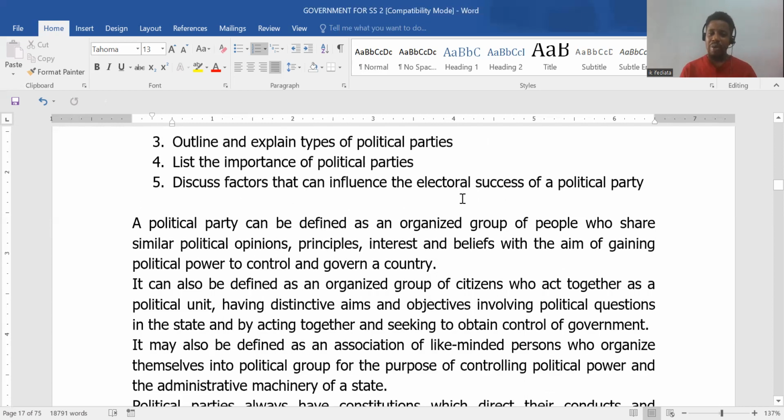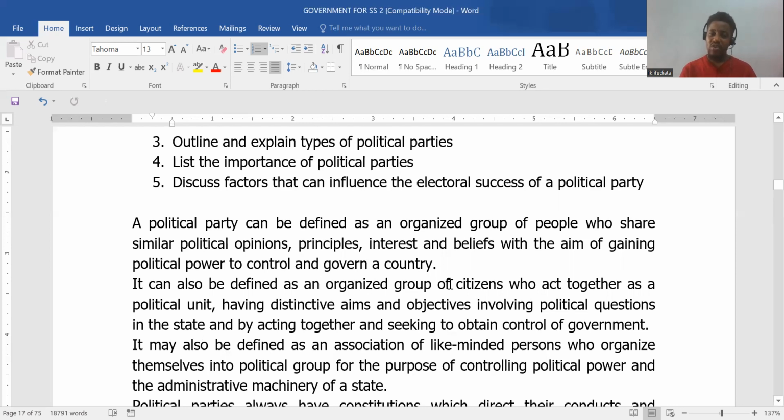So political party can be described as an organized body of people who share same principles, interests, beliefs, ideologies, and the essence of their coming together is to gain political power to control the government. So people that share same opinion, beliefs, political beliefs, and ideology with the purpose of controlling the government, right? And the country by extension.